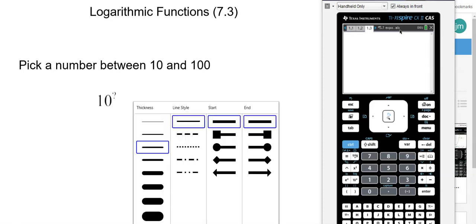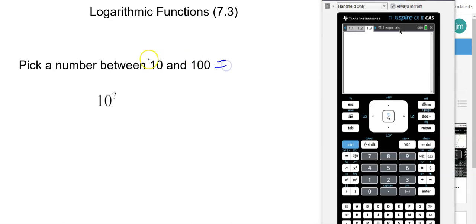Okay, so today we're talking about logarithms. Let's start with kind of a game type problem. Pick a number between 10 and 100. I'm just going to pick 52. Okay, so we're going to try to find out the answer to 10 to the what power equals 52. In other words, algebraically, we're doing 10 to the x power is equal to 52.